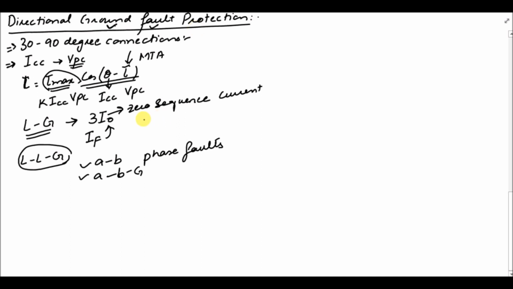From the sequence network analysis, we know that the fault current in case of a single line to ground fault is 3I naught. So we are going to draw the phasor diagram to see what the VPC should be if we have a fault current 3I naught flowing in the circuit in case of single line to ground fault. Firstly, we will draw the pre-fault voltages. Suppose this is EA, this is EB, and this is EC. The voltages denoted by E are the pre-fault voltages.